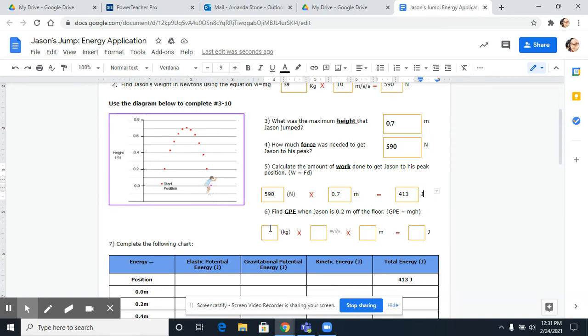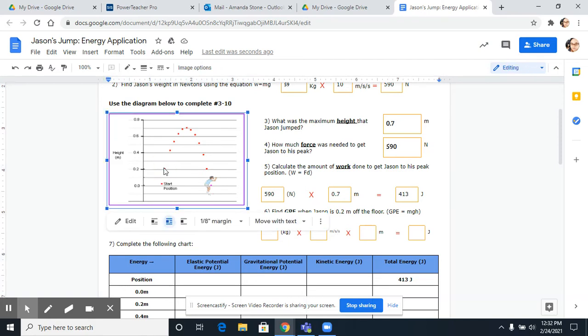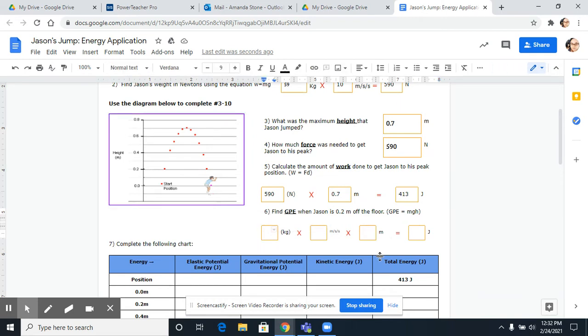Okay, and then question 6 is trying to figure out what the GPE is when he's at 0.2. So we want to know when Jason is right here, what is his GPE when he's right here? Okay, so we know his kilograms, again, was 59.